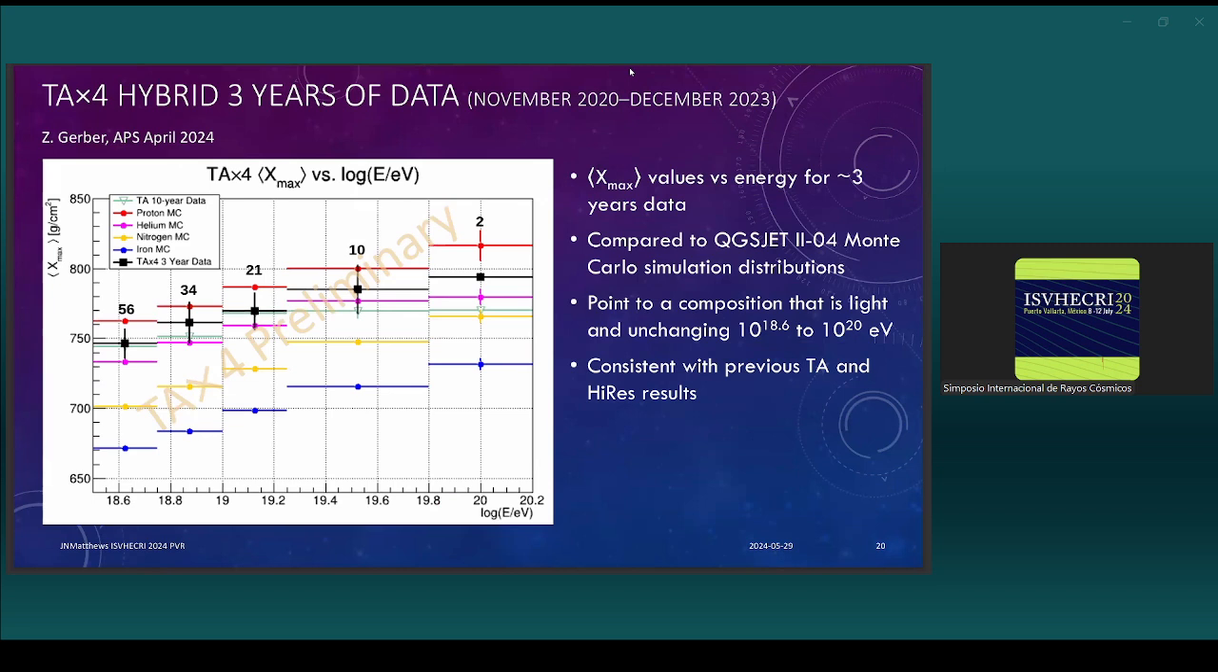More recently, we've been doing composition with TA×4, and this is the result of graduate student Zane Gerber. And again, comparing to QGSJet II-04, comparing to protons, helium, nitrogen, and iron, it looks right in the middle of protons and helium. Can't really tell the difference there.